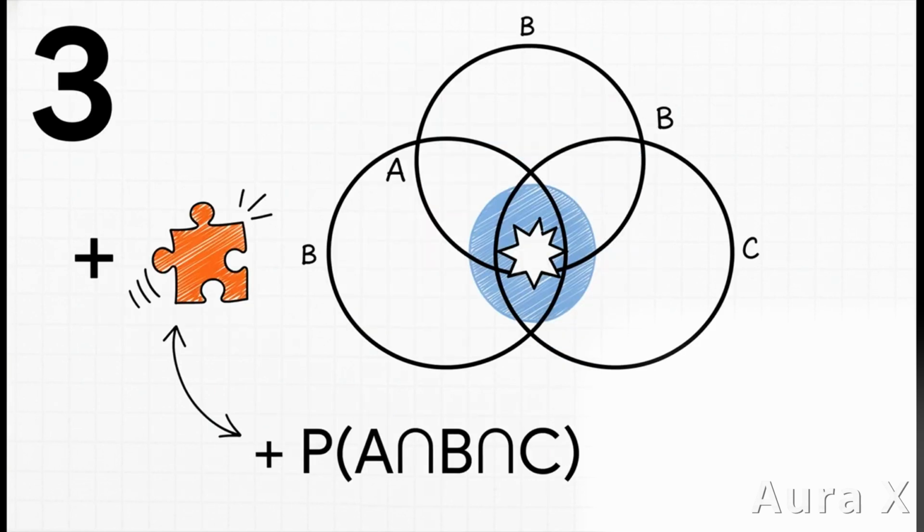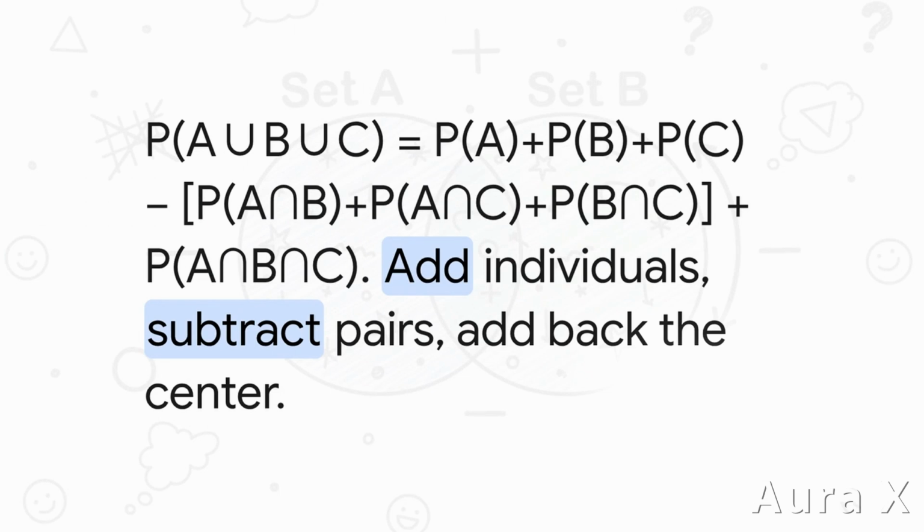And here's the final brilliant move. Step 3, re-include. We have to add back that small group in the very center, the ones who are in all three categories, because we took them away too many times in the last step. This one final addition perfectly fixes our calculation. And that is the full formula.